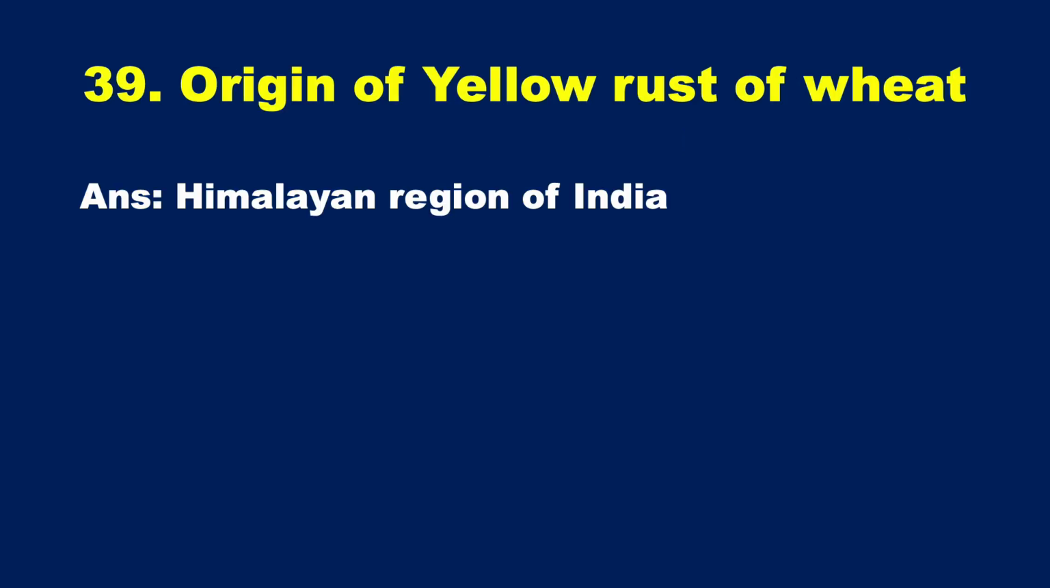So let us see this question. Origin of yellow rust of wheat is Himalayan region of India. This is the correct answer. So as we know, this yellow rust is a very dangerous disease, and here we should understand what type of symptoms develop because of this disease. Here the uredosori appear as bright yellow pustules chiefly on the leaves, but in severe infections they may be seen on the leaf sheath too.